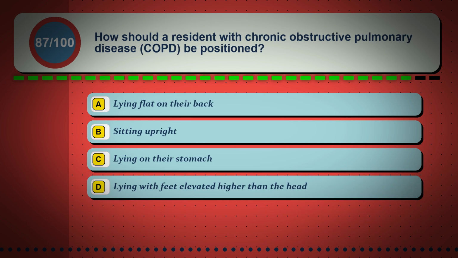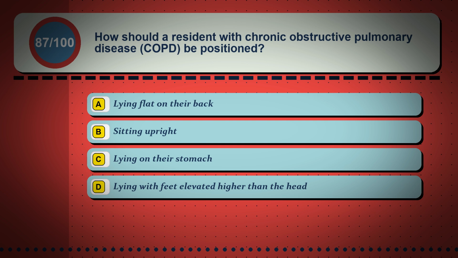Question 87. How should a resident with chronic obstructive pulmonary disease, COPD, be positioned? Option A. Lying flat on their back. Option B. Sitting upright. Option C. Lying on their stomach. Option D. Lying with feet elevated higher than the head.